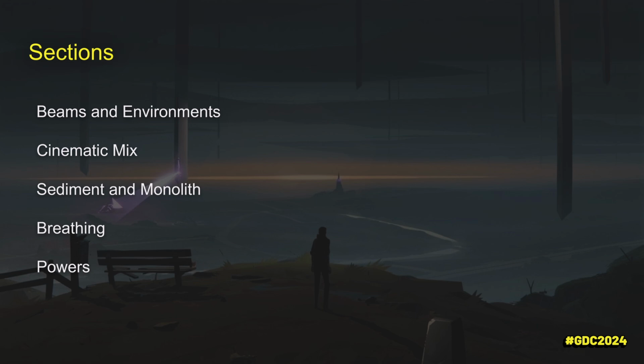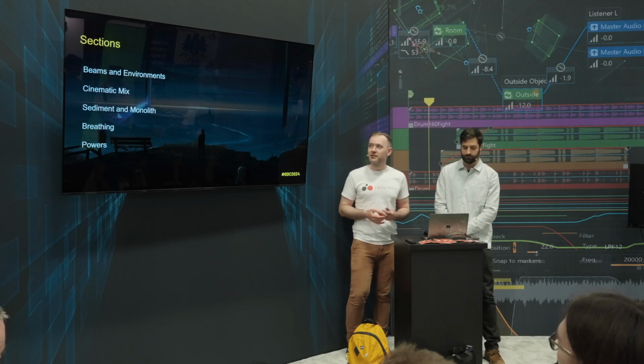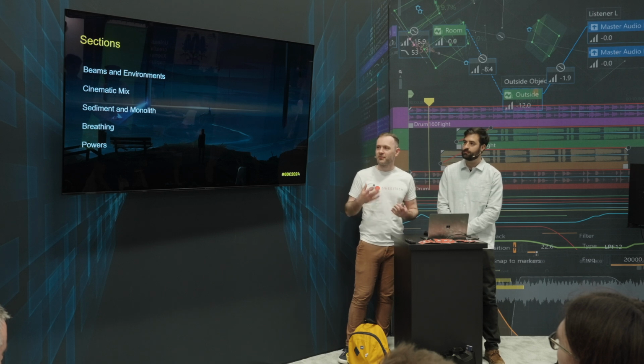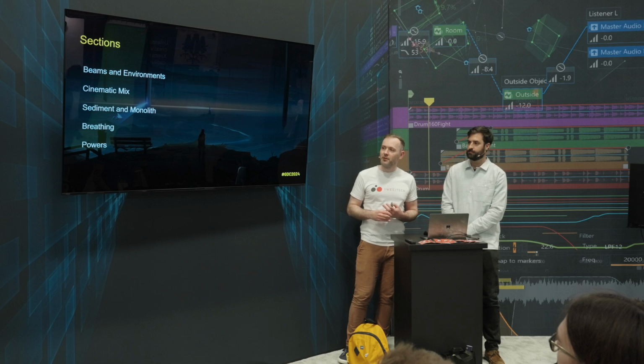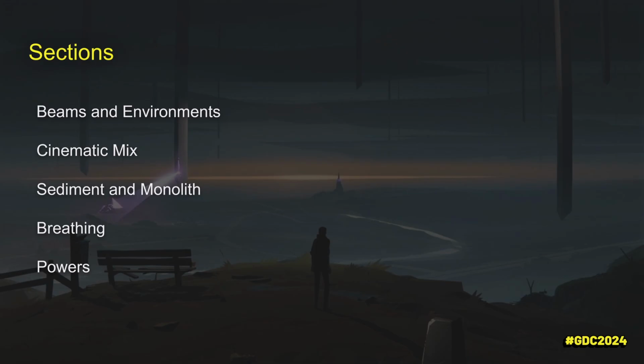We're going to split this talk today into a little presentation about how we did certain things in the game, and then we're going to spend some time in the Wwise session as well, digging through, and Matteo's going to show how it's implemented there. First, we're going to talk about beams and environments. We're going to talk about the cinematic mix and how we achieved that. We're going to go into the sediment and the monolith, the creaturey parts of the game. We're going to talk a little bit about breathing in our characters, and then we're going to round up with the powers that they have.